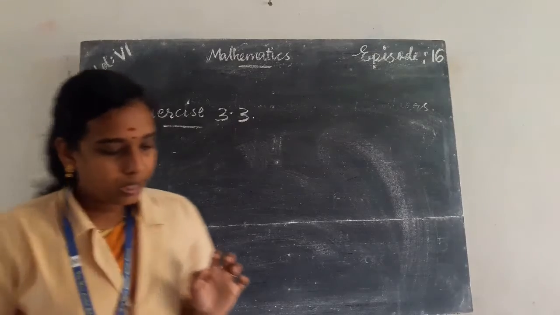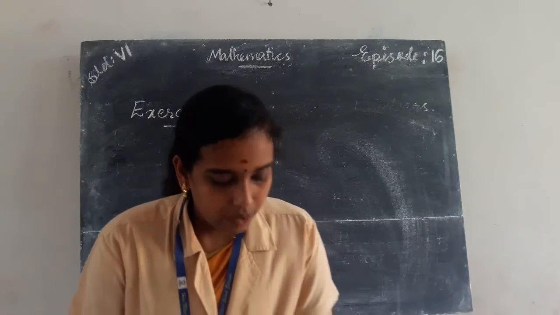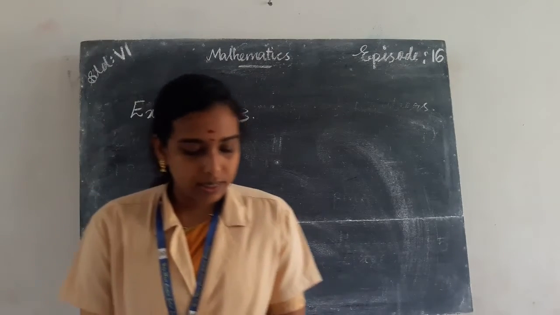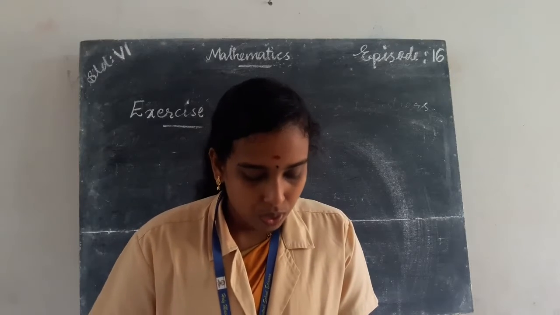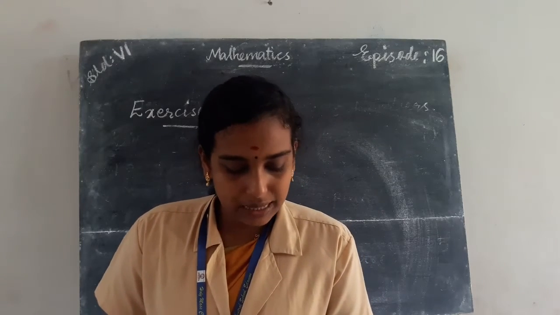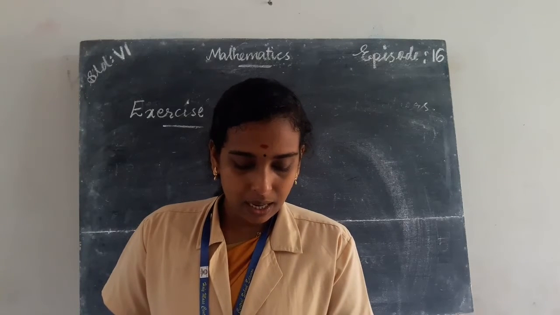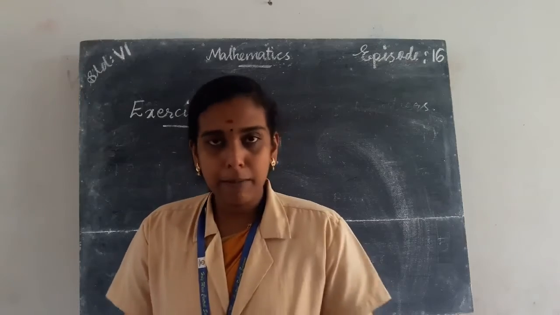Exercise 3.3. Look at the first question. Using divisibility tests, determine which of the following numbers are divisible by 2, by 3, by 4, by 6, by 8, by 9, by 10, by 11. Say yes or no. Okay, here a table is given.